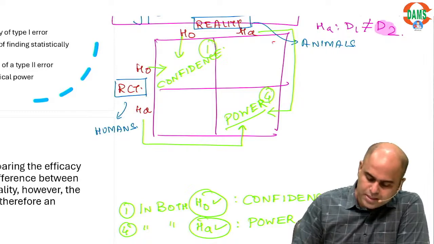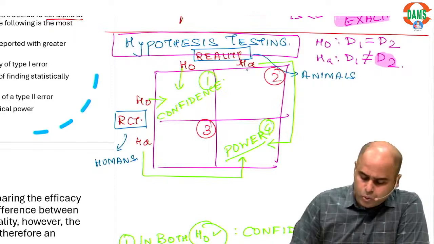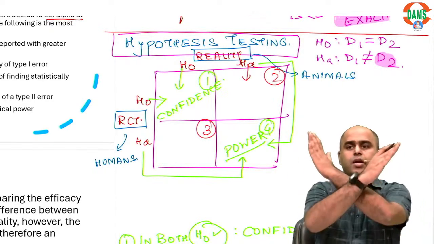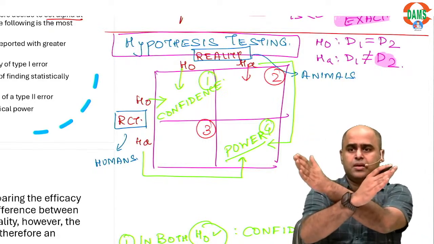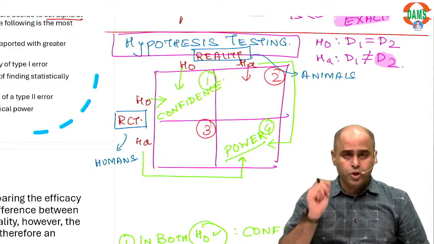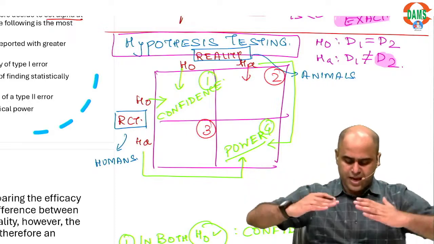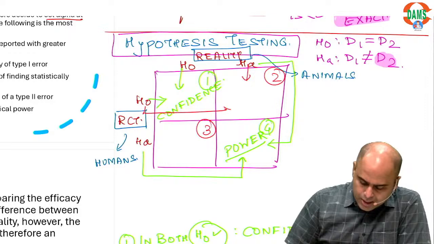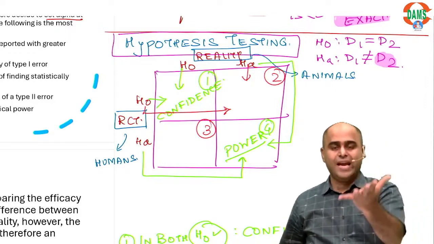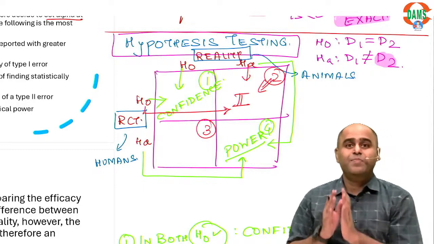Let us look into cell number 2 and cell number 3. Cell number 2: in reality both the drugs were not the same. You made a mistake and proved both of them were the same. So here you made a mistake. Since it is cell number 2, it is a type 2 error.